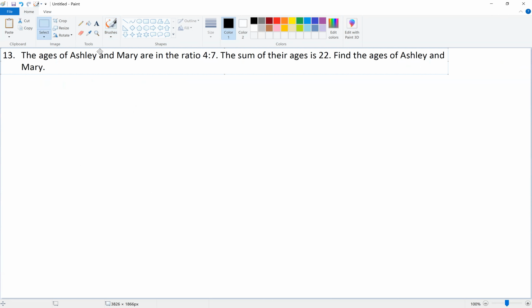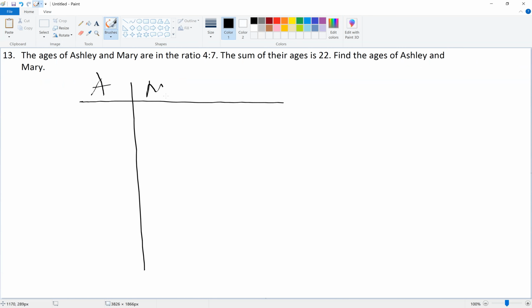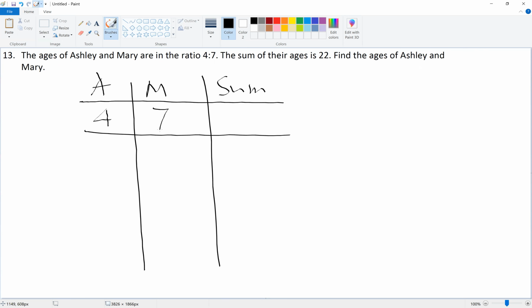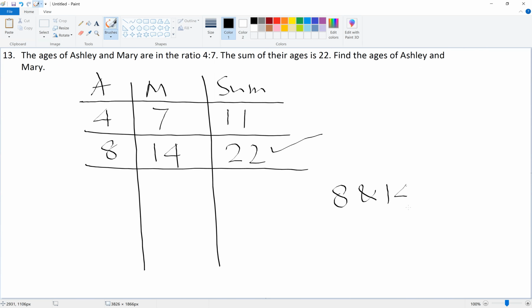Number 13, Zion. The ages of Ashley and Mary are in the ratio 4:7. The sum of their ages is 22. Find the ages of Ashley and Mary. Ashley's age is 4 and Mary's age is 7, and then the sum is 11. And then if Ashley's age is 8 and Mary's is 14, then that should be 22. So 8 and 14, okay.